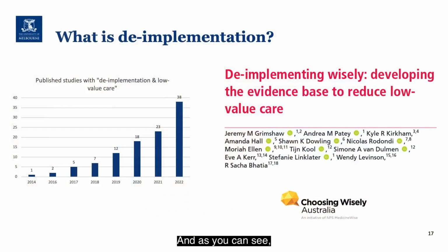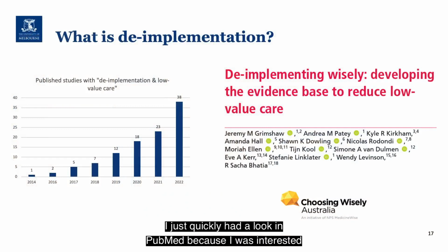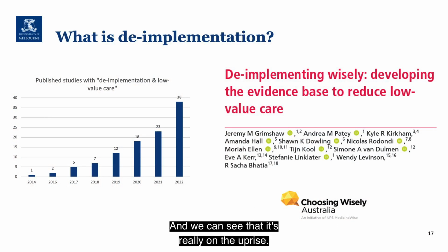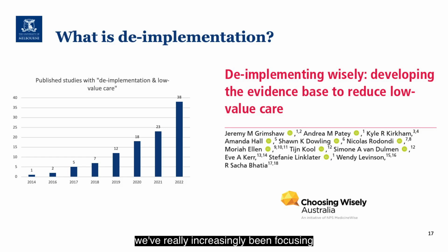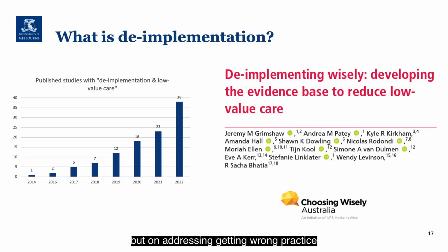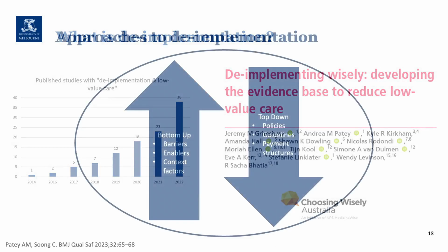And as you can see, I just quickly had a look in PubMed because I was interested in how many studies there have been around de-implementation recently. And we can see that it's really on the uprise. In the last 10 years, we've really increasingly been focusing not just on addressing getting evidence into practice, but on addressing getting wrong practice out of practice as well.